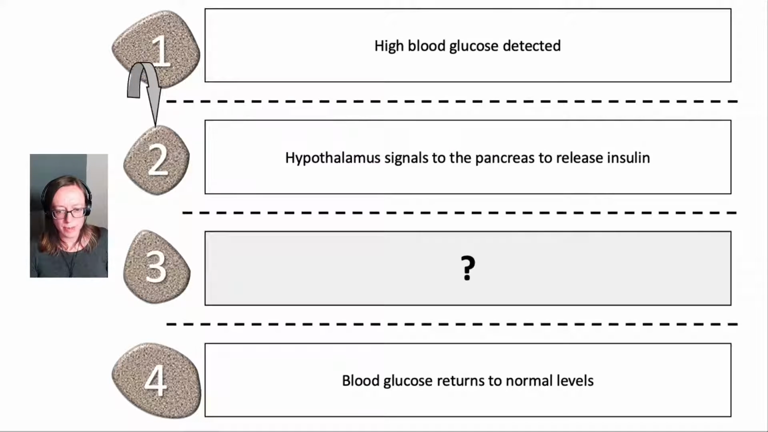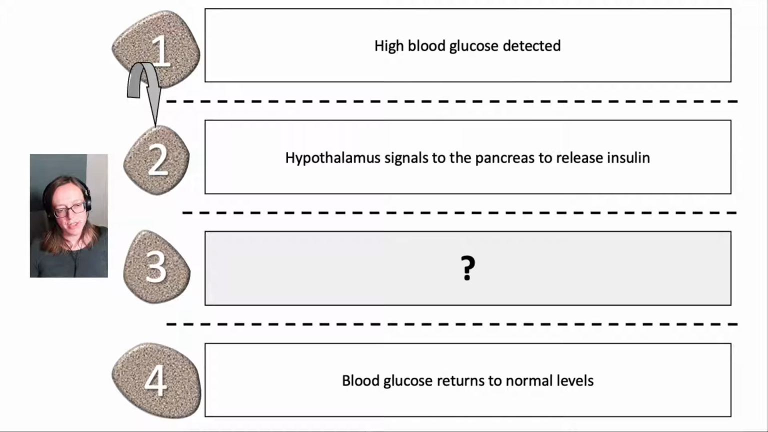So the second thing would be the hypothalamus, so that structure in your brain signals to your pancreas to release insulin. So we've got high blood glucose detected, and then the hypothalamus signals the pancreas to release insulin. What's going to happen next?